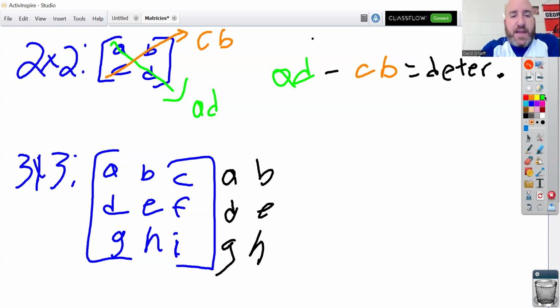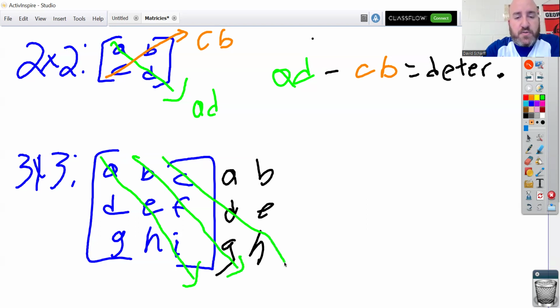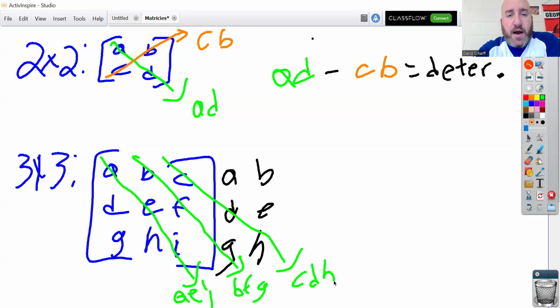You're then going to have now 3, if we use the same colors and the same directions as we did up above, you're going to have 3 green diagonals and 3 orange ones. Okay. So this first one, you're going to get A times E times I. Second one, B times F times G. The third one, C times D times H. Okay.